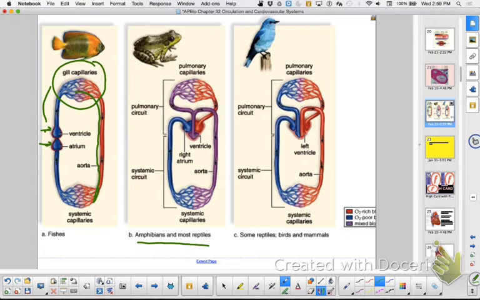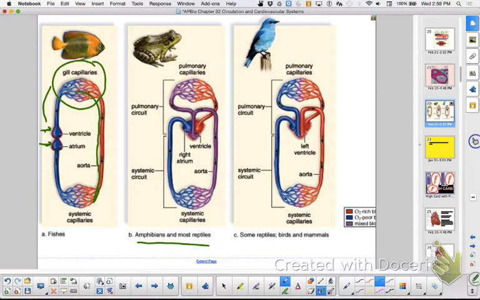There's more oxygen. We get a pump to the lungs, and then we come back and we get another pump out to the systemic circuit. So it comes back. Here on the gills, or the fish, it goes heart, gills, body, heart. Right? That's how they're working. Heart, gills, body, heart. Okay?